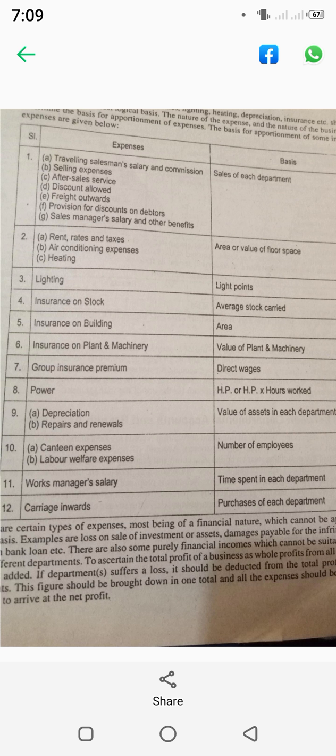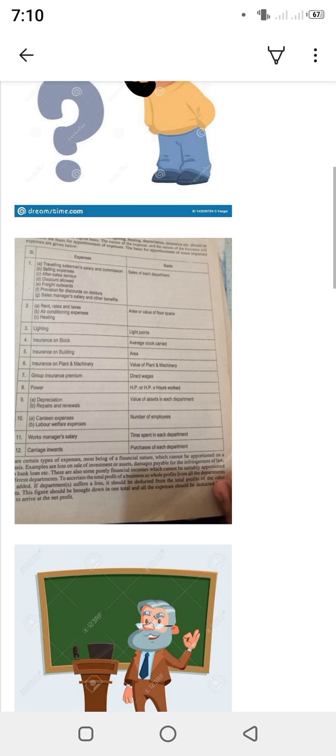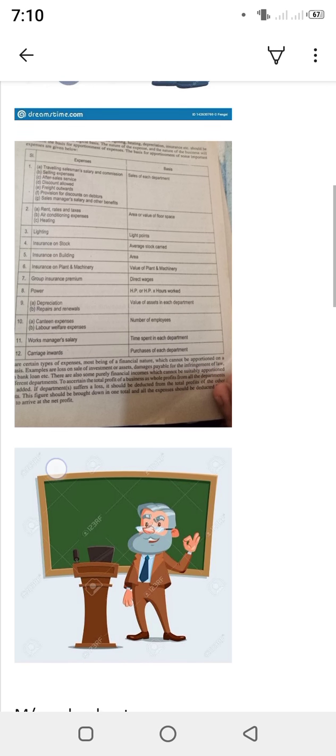Carriage inward. I don't think I am required to define carriage inward. Carriage outward is related to sales. Carriage inward: you are moving goods into the organization, so inward is related to purchases of the department. Hope so. No need is left to memorize this table.